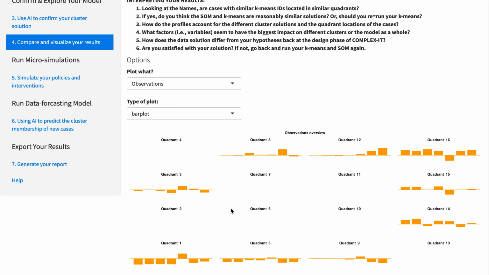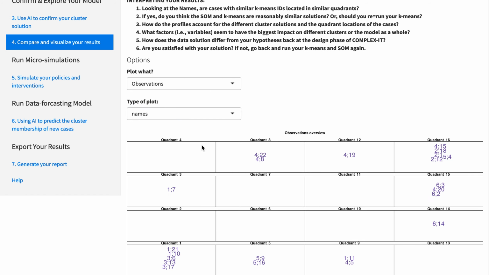not. So again, the goal here is not necessarily to get a one-to-one relationship between what the K-means has arrived at in comparison to the SOM, but to use the two together to get at your best intuition about the data.